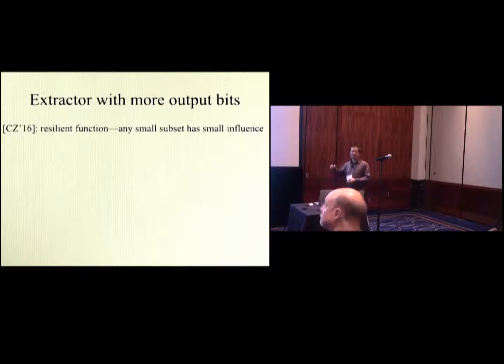But the nice property is that their extractor is actually a resilient function, in the sense that if you take any small subset of the bits, then that subset is going to have small influence. Meaning that if you take a uniform random distribution over the rest of the bits, then with high probability the output is fixed if the rest of the bits are fixed.